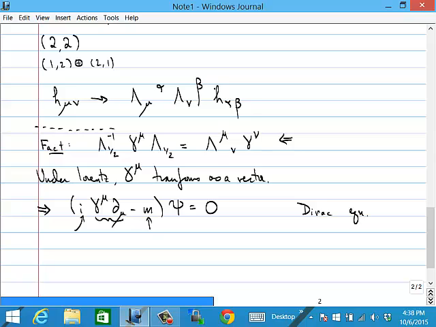So in order to understand that, and also to get some practice manipulating the Dirac equation, let's just try the following. This is the sort of trick that you'll get used to in this class. So this is the Dirac equation. That guy is equal to 0.